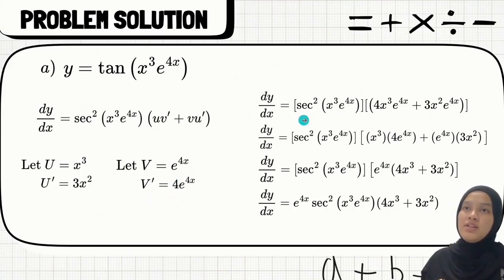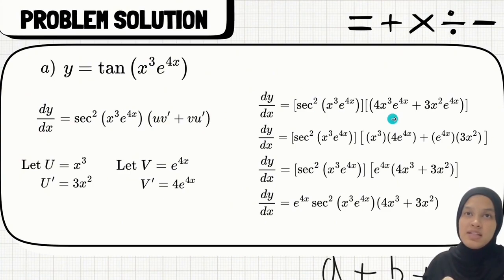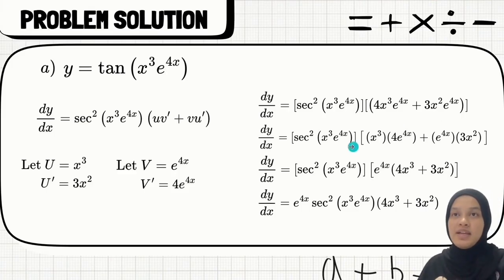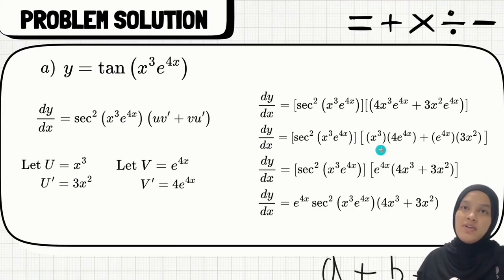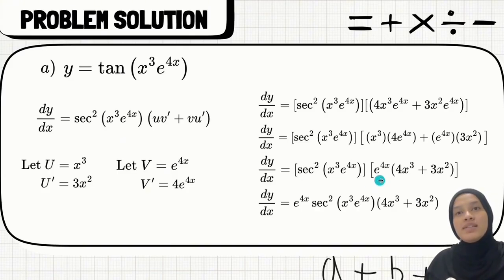After substituting, the derivative will become secant squared of x cubed e to the 4x multiplied with 4x cubed e to the 4x plus 3x squared e to the 4x. After expanding, we will get secant squared x cubed e to the 4x multiplied by x cubed times 4e to the 4x plus e to the 4x times 3x squared. Then we factor out the common term. We will get secant squared of x cubed e to the 4x multiplied by e to the 4x times 4x cubed plus 3x squared. The final answer: dy/dx equals e to the 4x secant squared of x cubed e to the 4x multiplied by 4x cubed plus 3x squared.